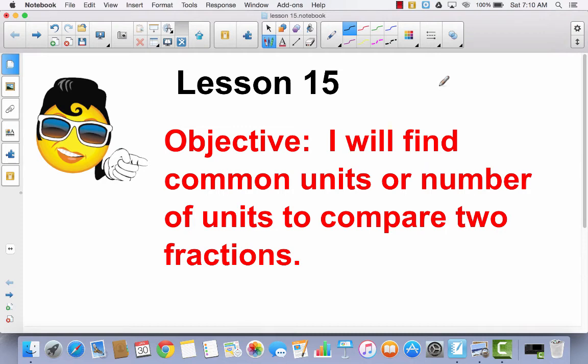Lesson 15, I will find common units or number of units to compare fractions. In Lesson 14, we figured out how we could find a common numerator or a common denominator in order to be able to compare fractions. And today we're going to continue that strategy in Lesson 15.